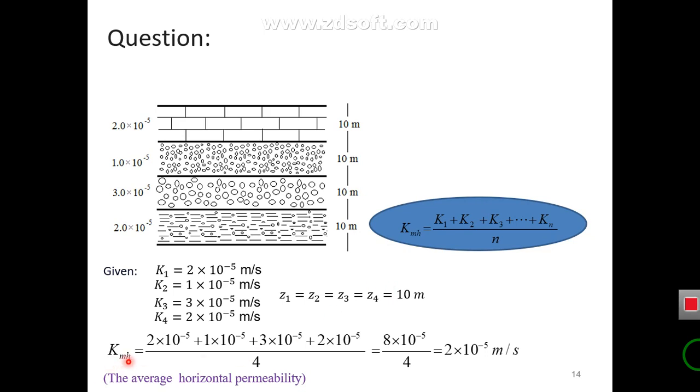I mean Kmh is equal to 2 times 10 to the power of minus 5 plus 1 times 10 to the power of minus 5 plus 3 times 10 to the power of minus 5 plus 2 times 10 to the power of minus 5, over 4, is equal to 8 times 10 to the power of minus 5 over 4, is equal to 2 times 10 to the power of minus 5 meter per second.